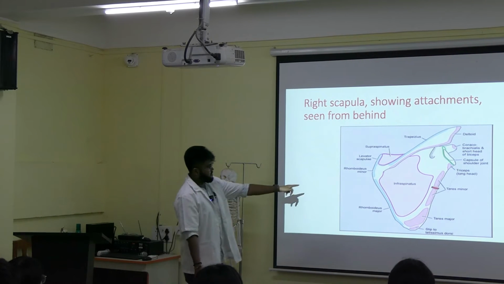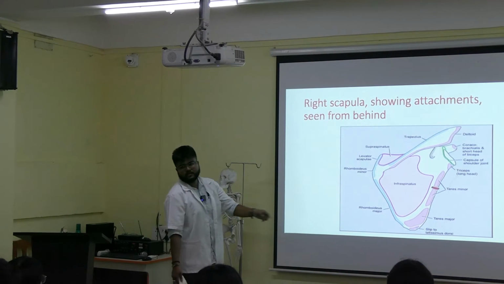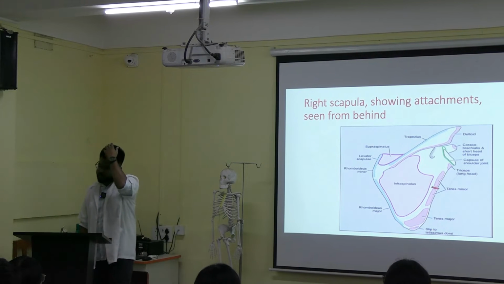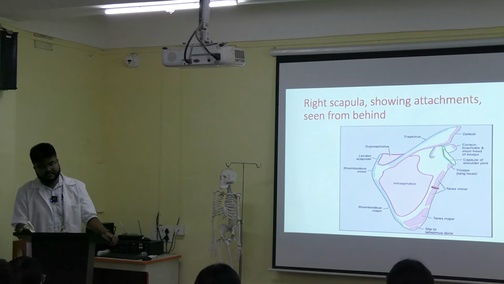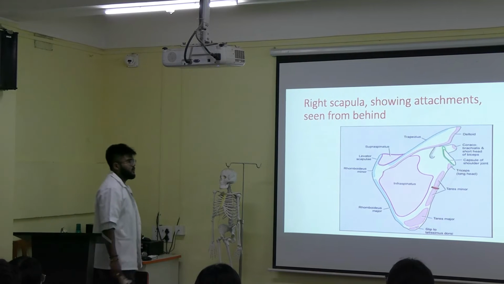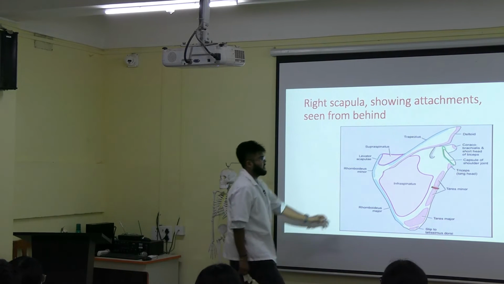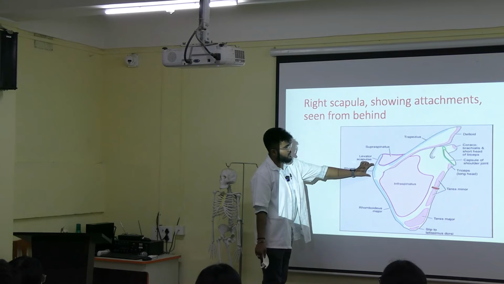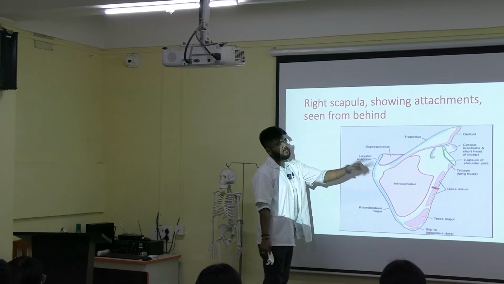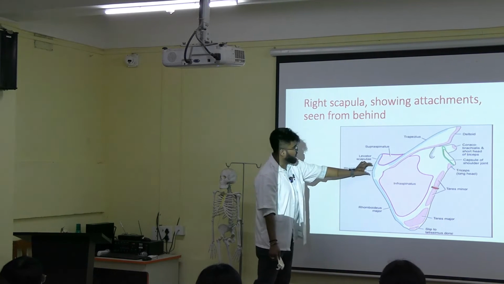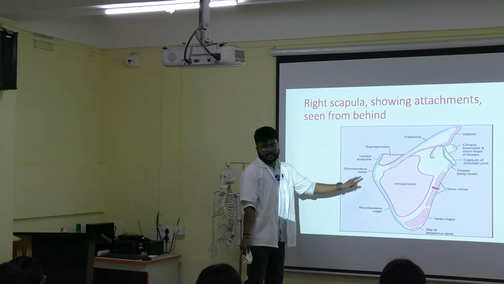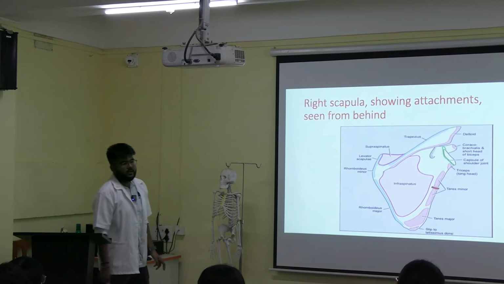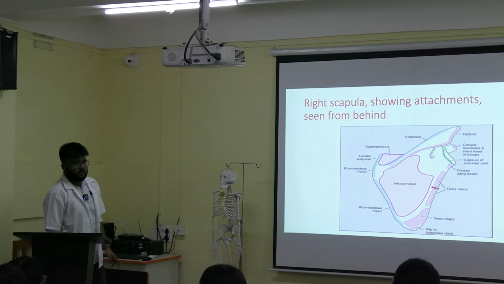Similarly, this is called your which border? Medial border. Medial border, posterior surface, there are another two muscles attached. One is similarly minor, but here rhomboideus minor. Okay, here teres minor, upper 2/3, but here rhomboideus minor, upper 1/3, and lower 2/3 is rhomboideus major.